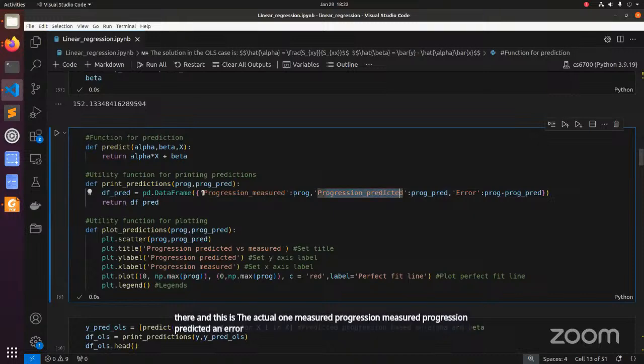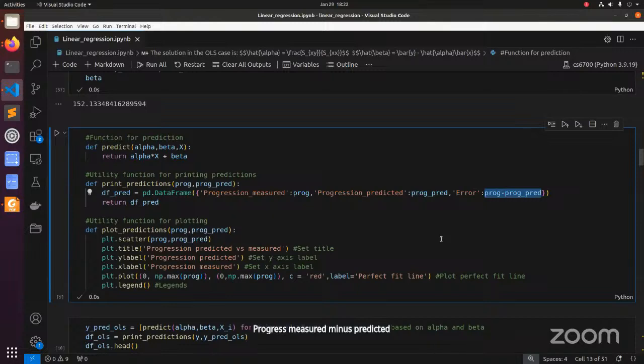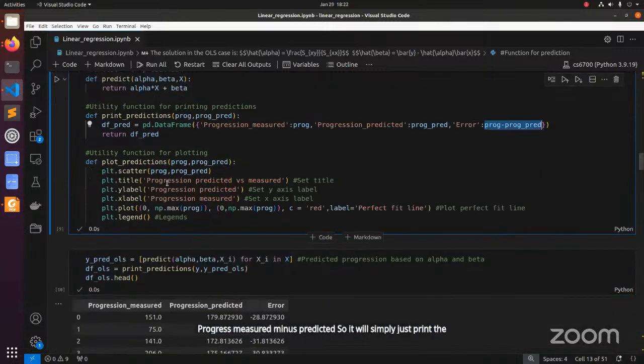So progression measured is the true value, progression predicted is the prediction from the predicted model, and the error is the difference between them, progress measured minus predicted. So it will simply just print the data for it. Now the scatter plot, we will see the scatter plot. We'll come to this part later a bit.